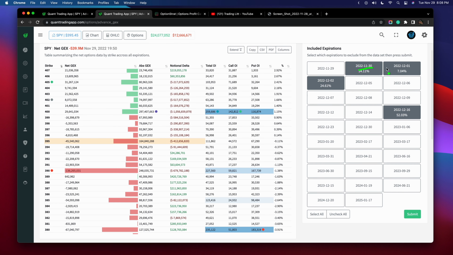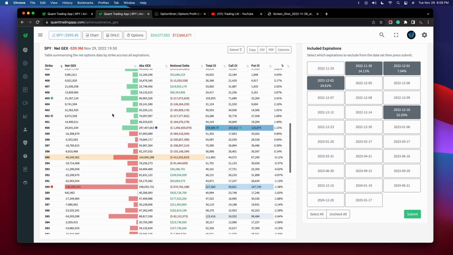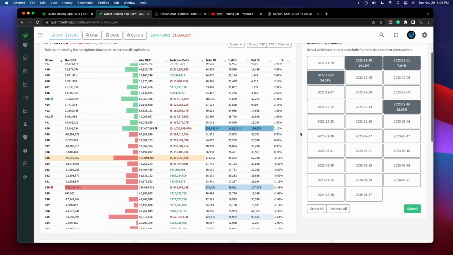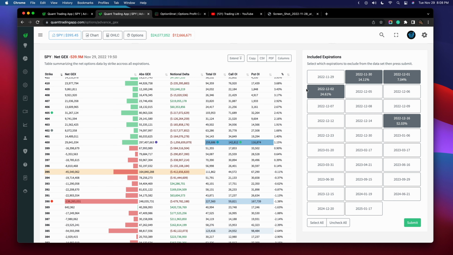And now we have tomorrow's expiration, we have Thursday, and then we have Friday, and then including the December. We can see that the December expiration has a lot of premium, a lot of value in it, a lot of open interest, all that stuff. So once we include that, we get a little bit of a different look on how things are looking for the next couple weeks here.